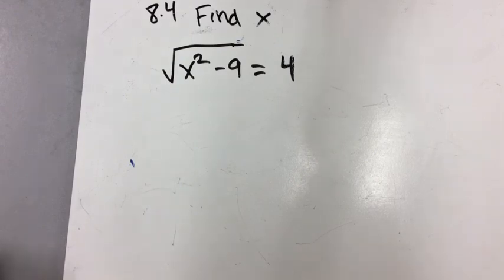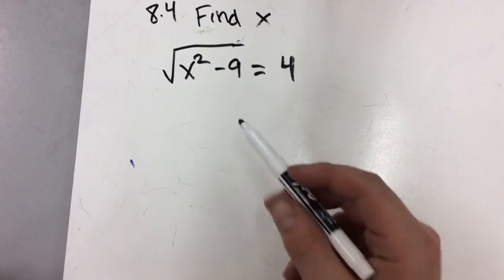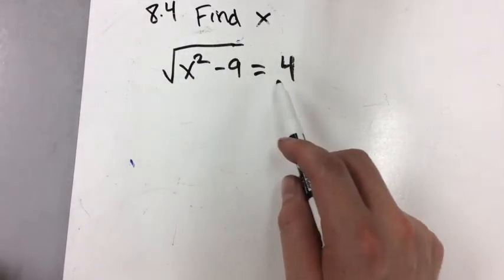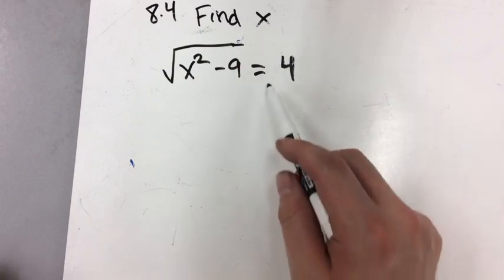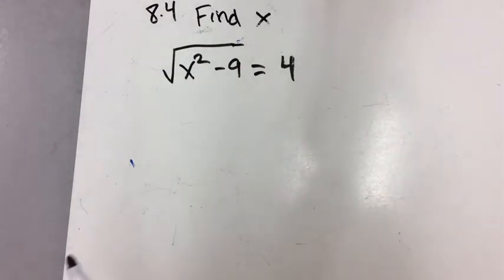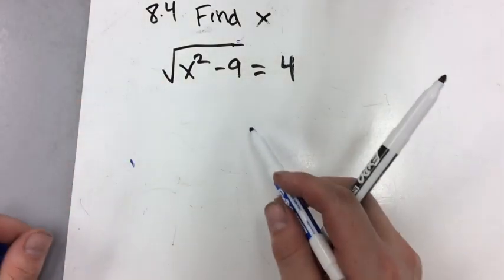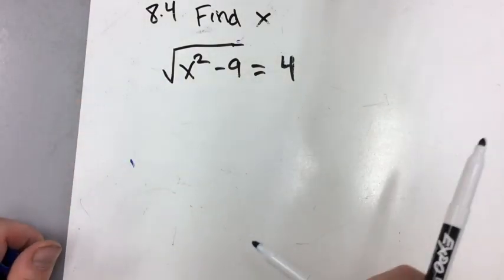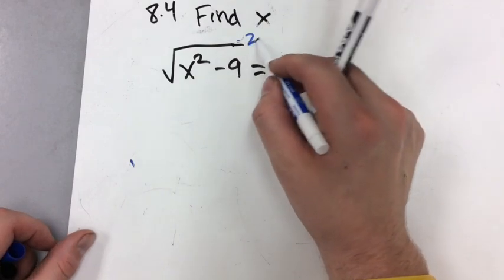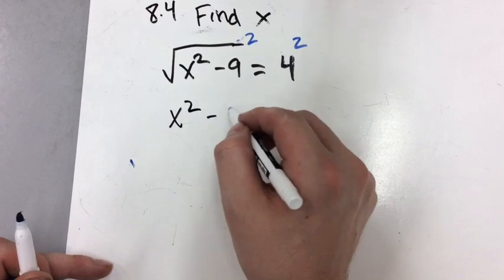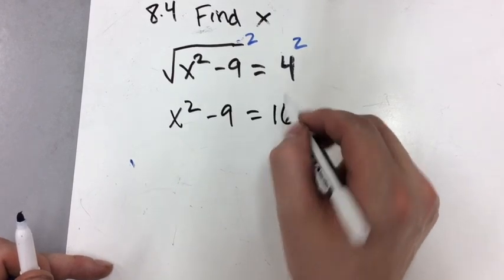Okay, our next example here is radical x squared minus 9 equals 4. The first thing you want to do is make sure that all of the radical stuff is on one side of the equation, and all of the stuff that has no radicals attached to it is on the other side. So I'm set up that way. I have my radical x squared minus 9 on the left and my normal stuff on the right. To get rid of the square root sign, I'm going to square both sides. This will give me x squared minus 9 equals 16.